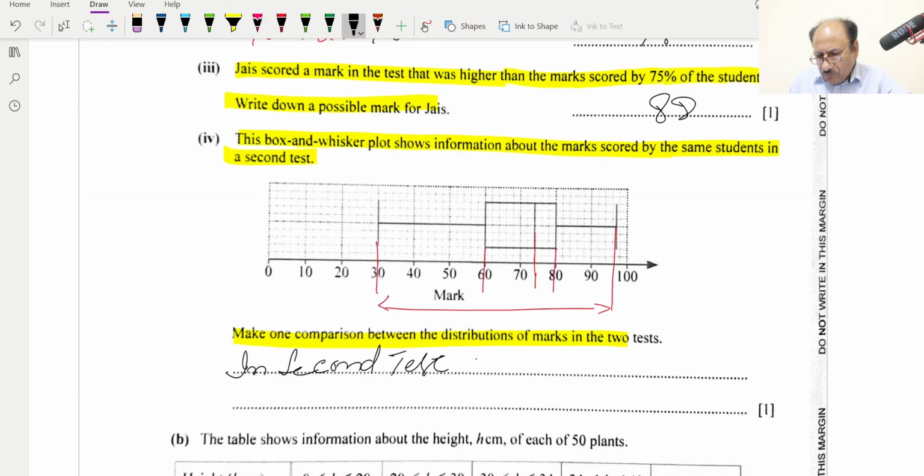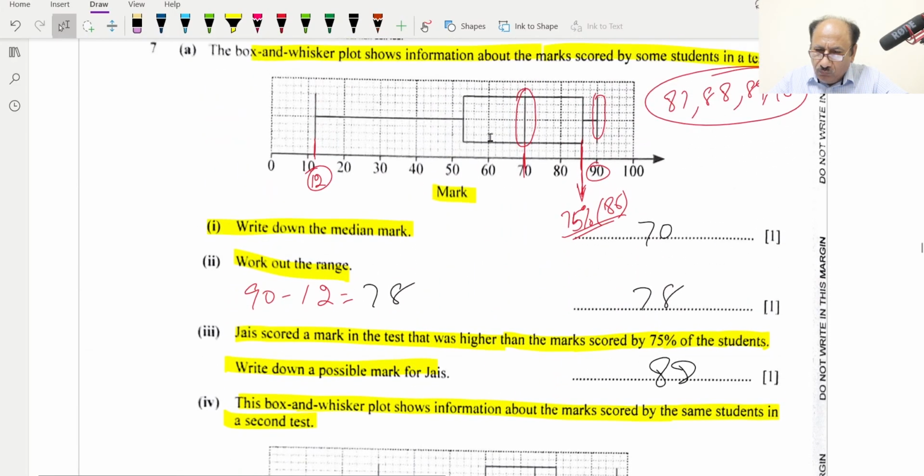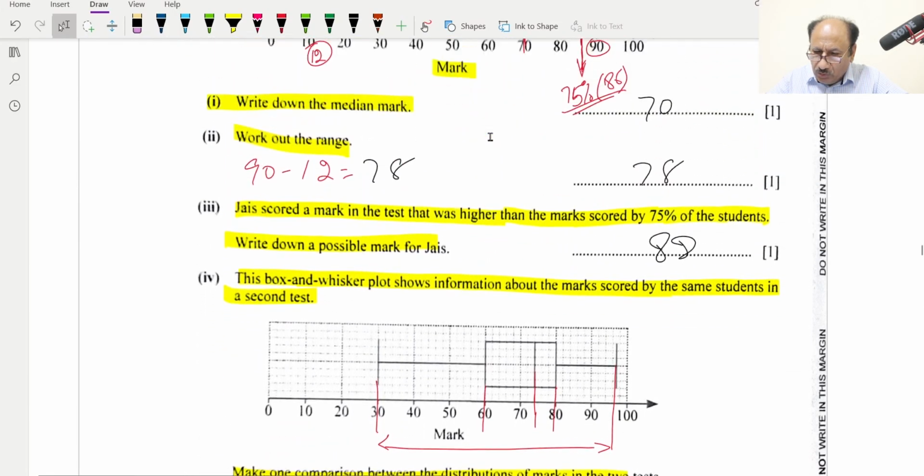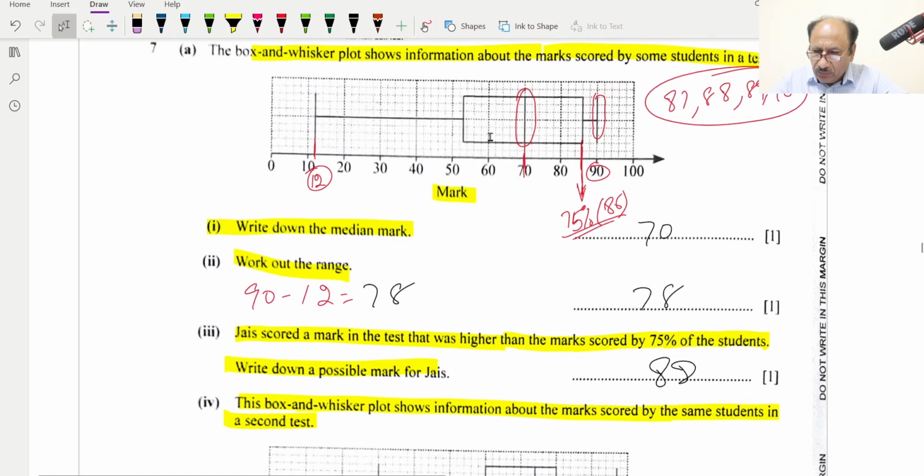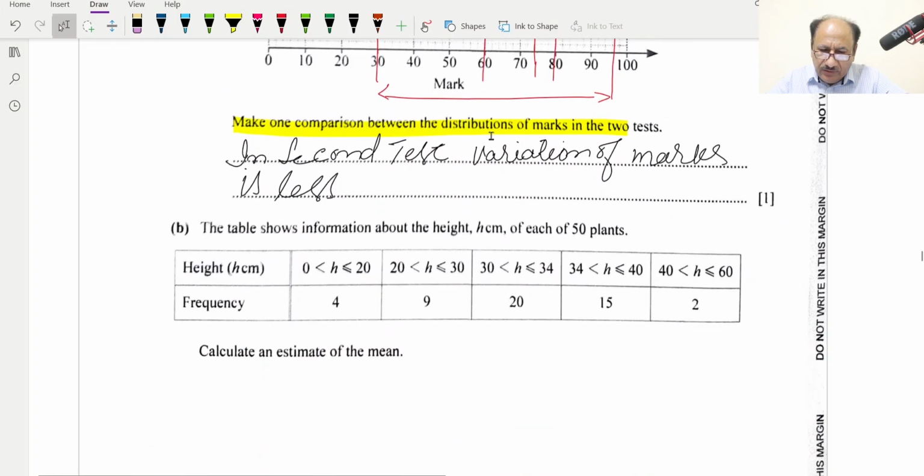in second test, variation of marks is less. We can write this one, or what else can we write? We can write that the interquartile range is, so most of the students are scoring between 60 and 70. Whatever I have mentioned, in second test variation of marks is less. Then we can write here, then in test 1.